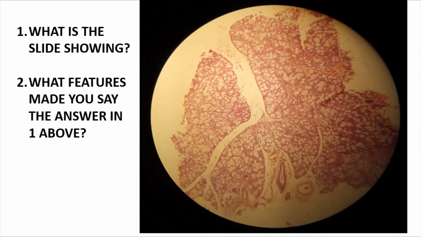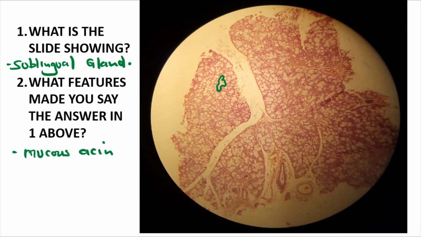What is this slide showing here? This is the sublingual gland. Okay, what are the features showing? You've got the white part here. So the white part there is the mucus acini. And then the purple part is the serous acini. And then this part here is an interlobular septum.